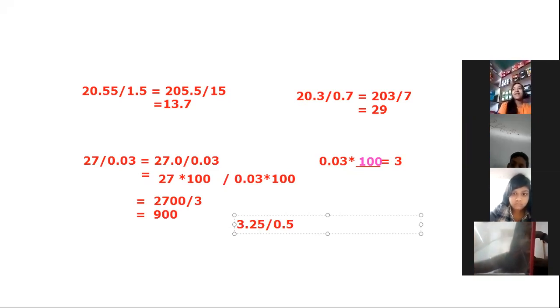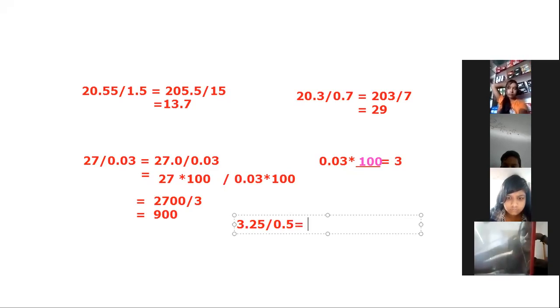2. There are 2 digits. Then what about our denominator? Only 1. Only 1 digit. Then what happens? How will you change this? We have to make our denominator as a whole number. How will you make the denominator as a whole number?